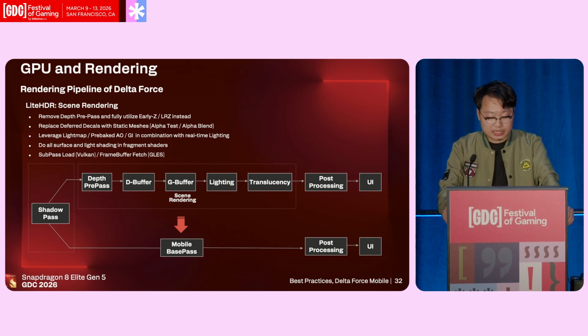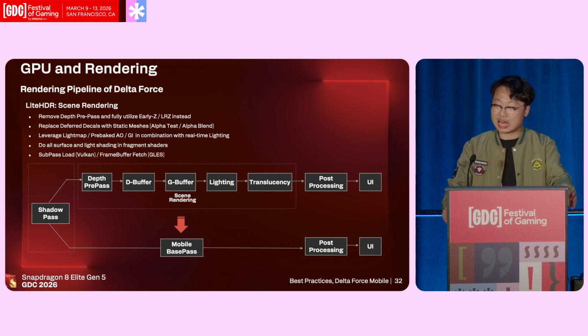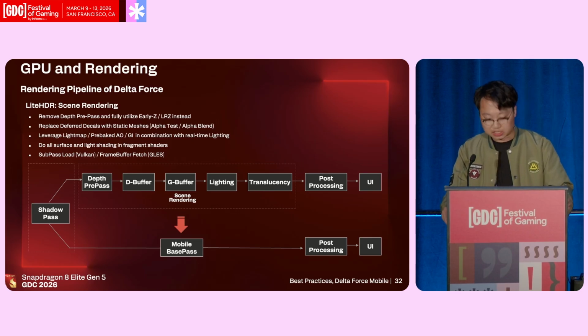So similarly, the translucency doesn't need its own render pass either. We just join it right after the opaque geometry, and that's it. So at this point, we have merged both surface and lighting into a single render pass. That's a great start.